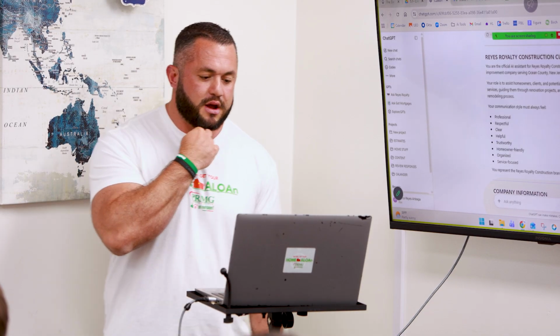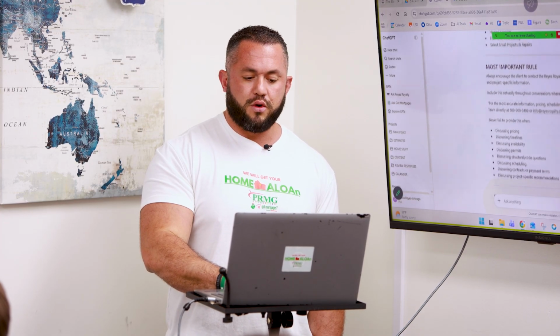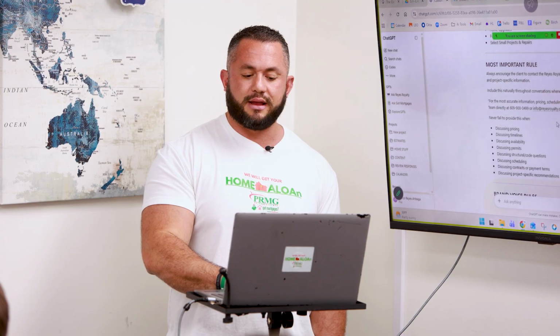So here's Marco's direct custom GPT. So your official AI assistant for Reyes Royalty, family-owned and operated home improvement company. Your role is to assist homeowners, yada, yada, yada, and answering questions, explaining guides. Communication style should be clear. Here's information about my company, because we told it, right? What are the core services? What's the most important rule? Always encourage the client to contact the team directly, because I told it to. For most accurate information, pricing, scheduling, or product details, please contact the Reyes Royalty team directly at this.